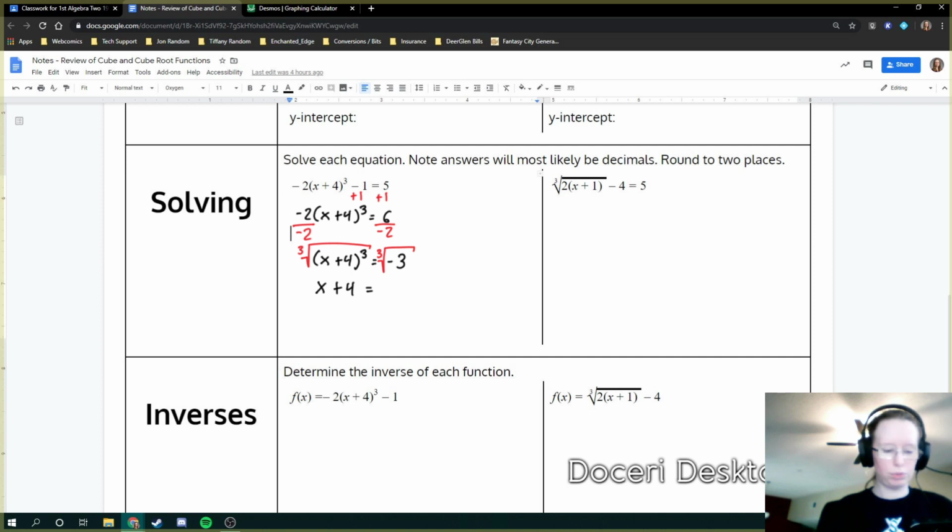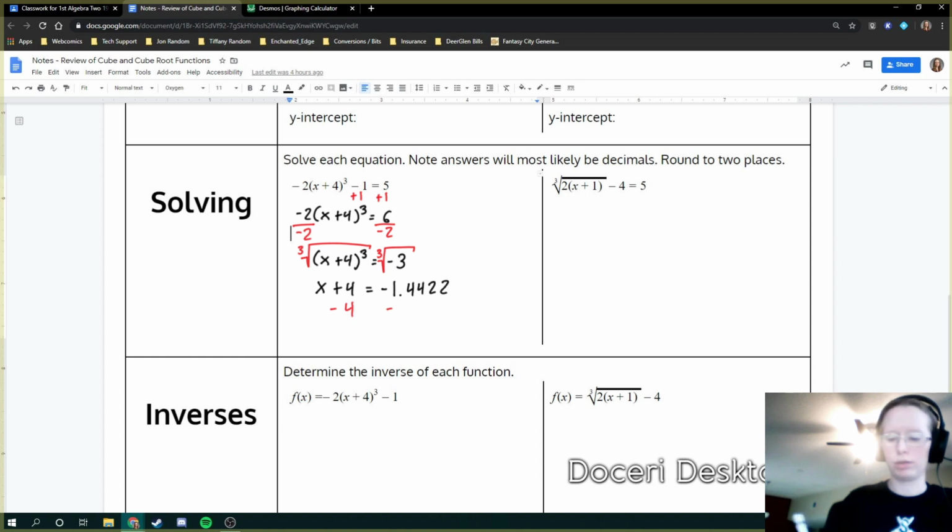So the cube root, so I went to the functions menu just like I did with the graphing. And I typed in the cube root of negative 3. And I got negative 1.4422. Okay, then last step to get x by itself here is to subtract 4.